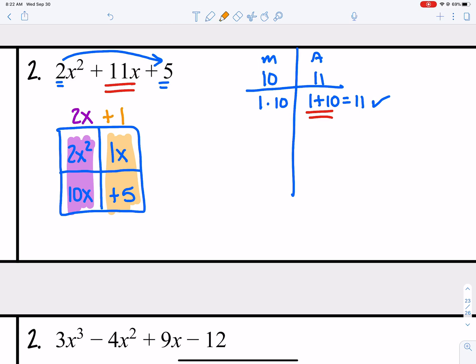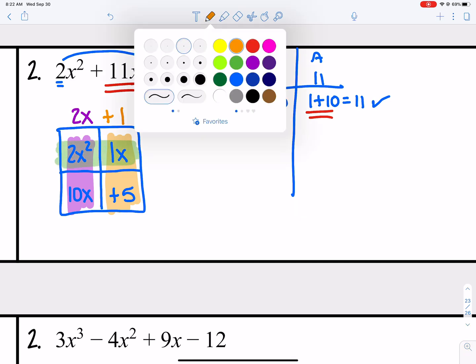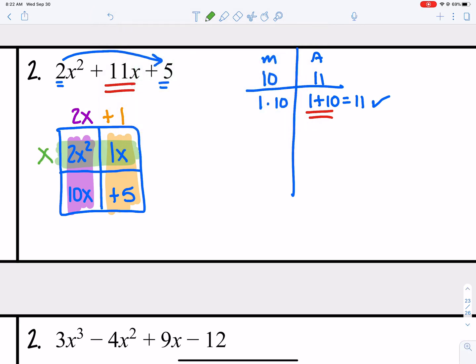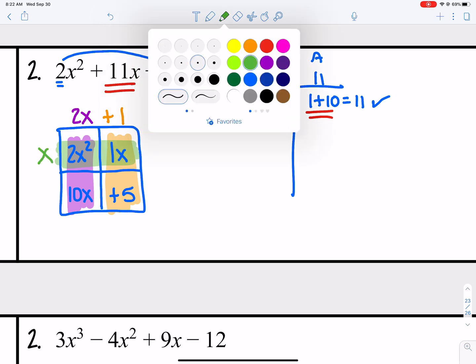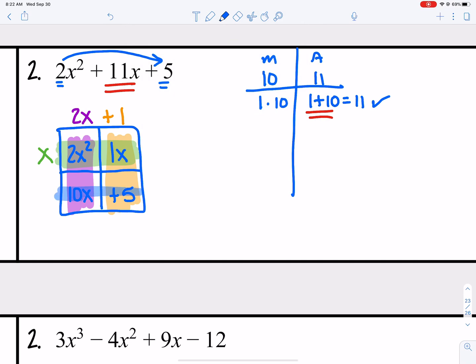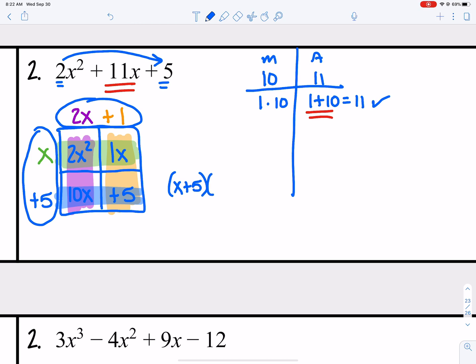And then you want to do the same thing for the rows. So think of what could I take out of 2x squared and 1x. And that would just be x. And then you want to take out the greatest common factor of the last row. So 10x and 5, I could take out a positive 5. And so what you have now are your factors. They are at the top of the box and they're on the side of the box. And so you could just write out x plus 5 and 2x plus 1 are my factors.